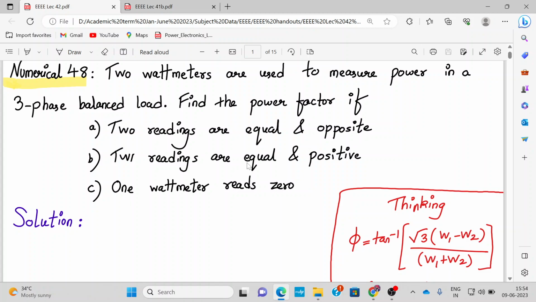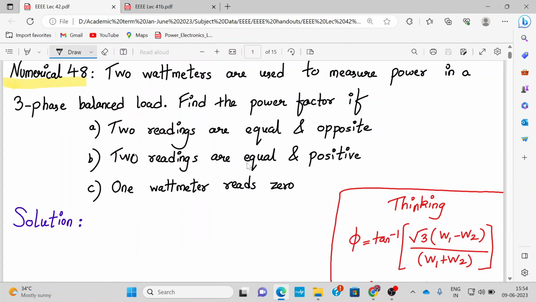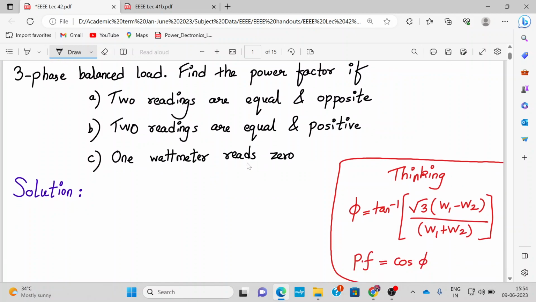Which readings of the 2 wattmeters? The two readings are equal and positive, and one wattmeter reads 0. In the upper level thinking process, phi is given by tan inverse of root 3 times (W1 minus W2) over (W1 plus W2), considering that W1 is greater than W2. This formula we know, and the power factor formula is cos phi. So we have to find the power factor for these three cases. Let's write it down now.